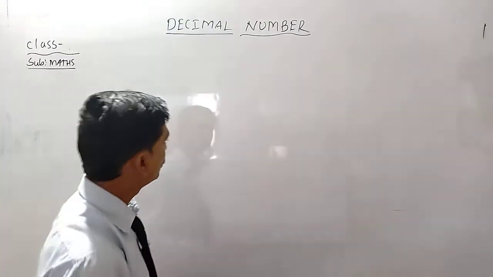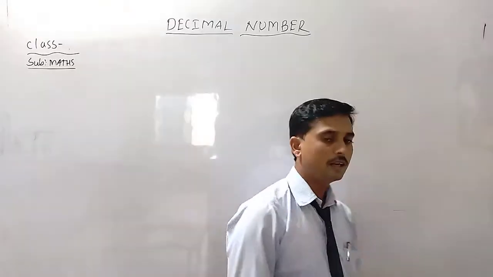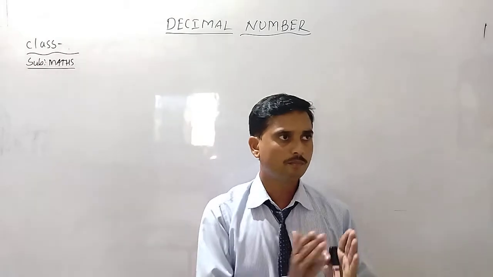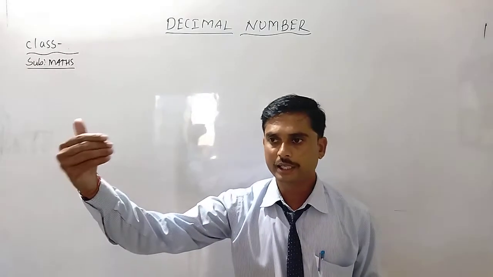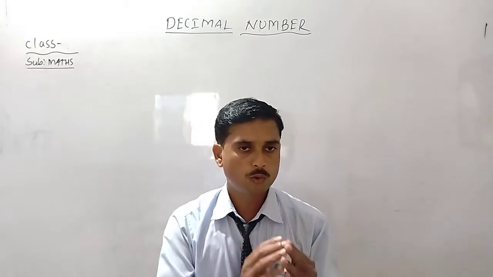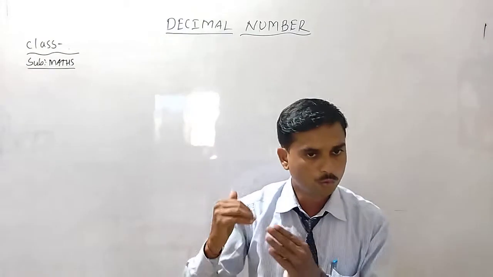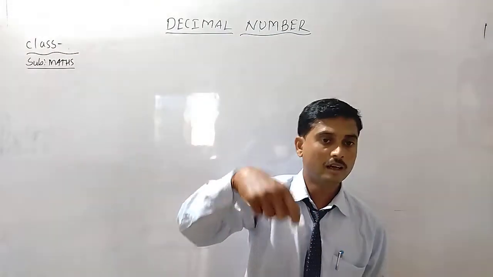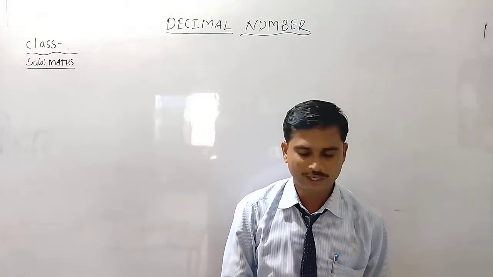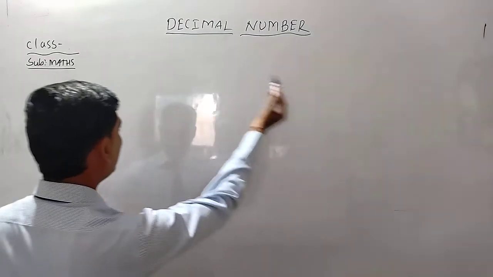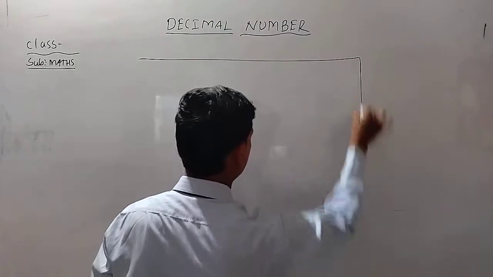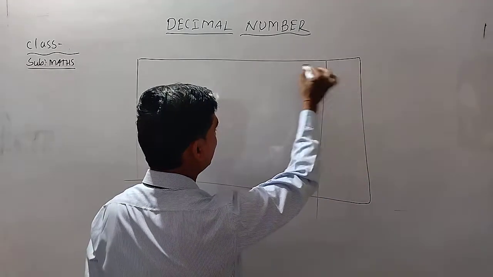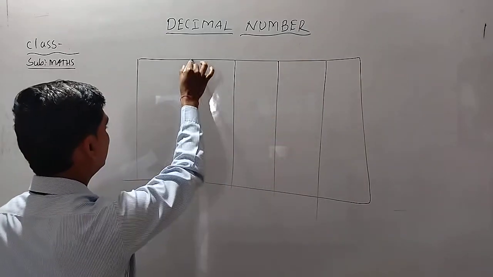Dear students, you already studied decimal numbers in previous classes, the 6th standard, 5th standard, and 4th standard. We already discussed each and everything: how to read and write decimal numbers, and how to write them in a place value table. You know that already. I am going to discuss the place value table briefly. Remember: first place, second place, third place, fourth place.